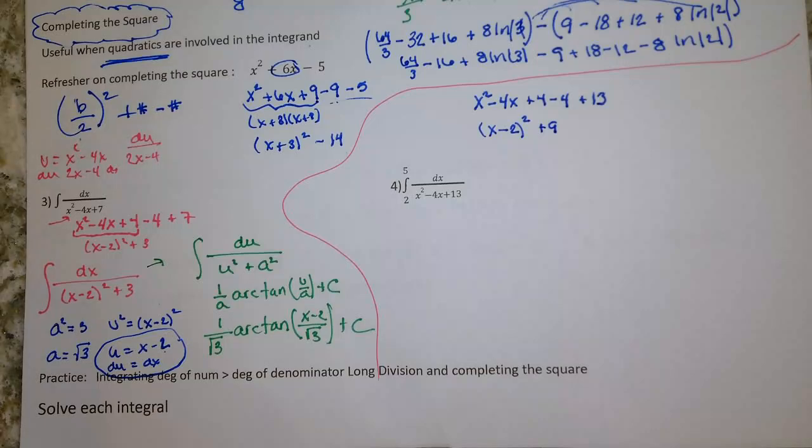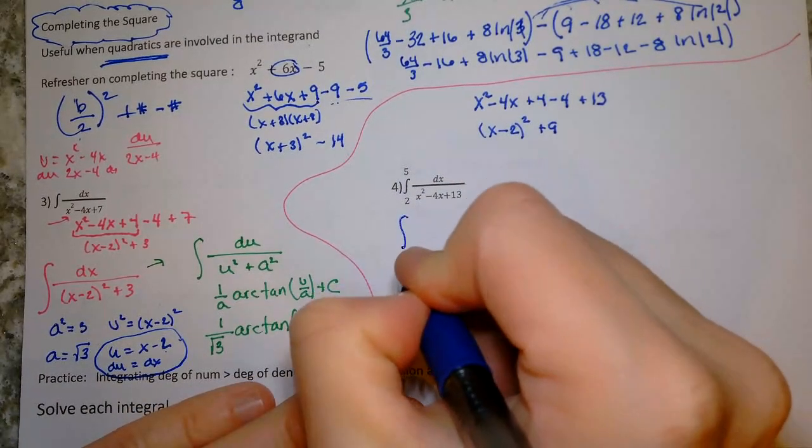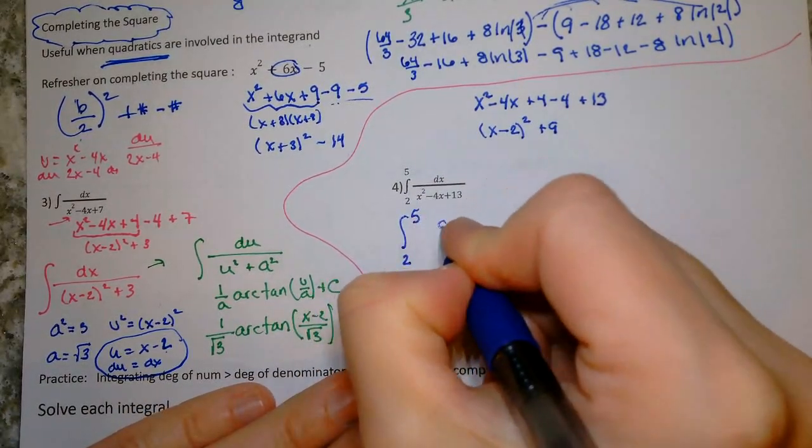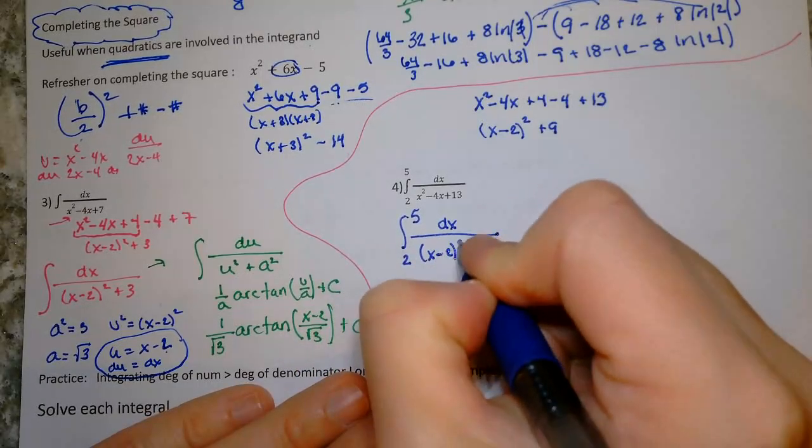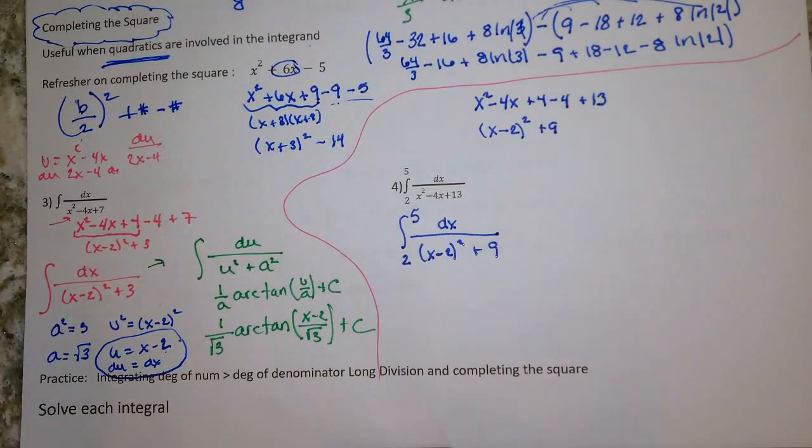So all I'm doing, zero calculus, I'm going to rewrite the integral. This is really the integral from 2 to 5 of dx over (x minus 2) squared plus 9. Okay? So no calculus has been done. All I did was rewrite the given integral.